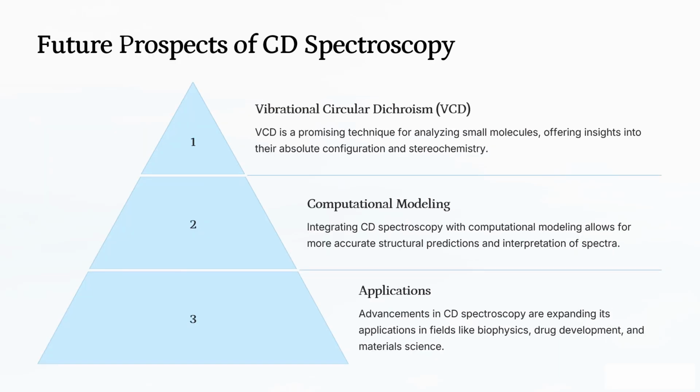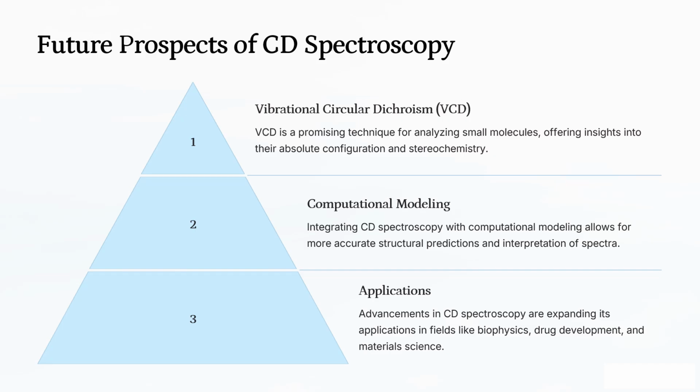So now we have seen the basics of CD, circular dichroism spectroscopy. What are the future prospects for CD spectroscopy? First, there are advancements in vibrational CD and integration with computational tools. These look promising to enhance the capabilities of CD spectroscopy. It can make it even more powerful for structural analysis.